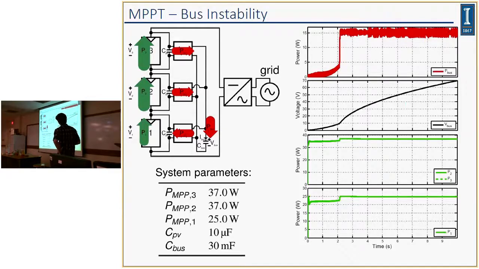So at 2 seconds, maximum power point tracking starts, and you can see that submodules 2 and 3 are tracking 37 watts, and submodule 1 is tracking 25 watts. But that comes at the cost of continually injecting a constant amount of power onto this bus, which continually builds up the amount of voltage that the bus has over time. So what you can do is regulate the amount of power that is injected or absorbed from this bus through the central converter, and I'll go through some math that illustrates that.